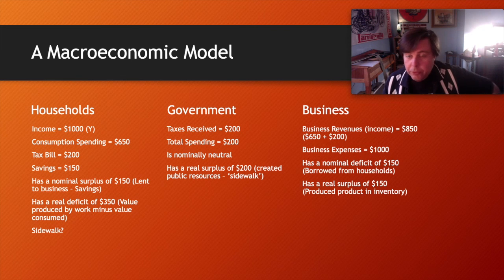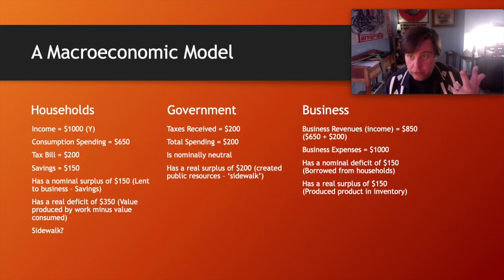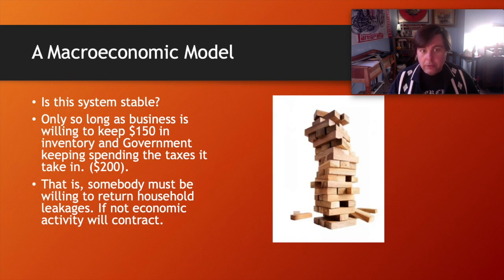Business revenue is 850, right? 650 from me, 200 from the government. Business expenses were 1,000. They paid me. They have a nominal deficit of 150, real surplus of 150 that we call inventory in process or business investment spending. So Y, incomes on the far left-hand side, equals big C, which is 650, big I, investment spending, which in this case is 150, big G, which in this case is 200, 1,000 total model. Okay. So is the system stable? Yes, as long as the business is willing to keep the 150 in inventory and government keeps spending the taxes it receives.